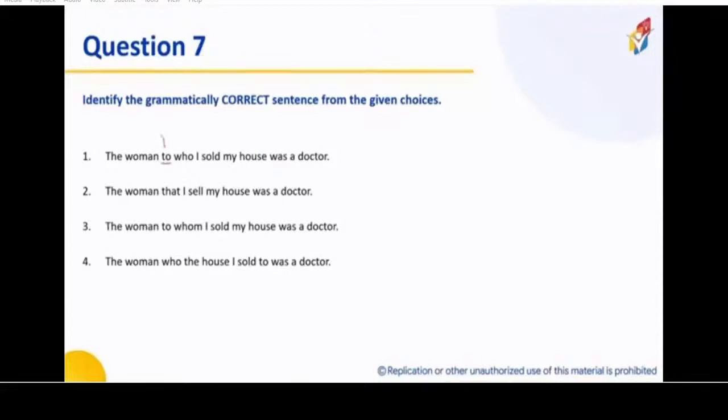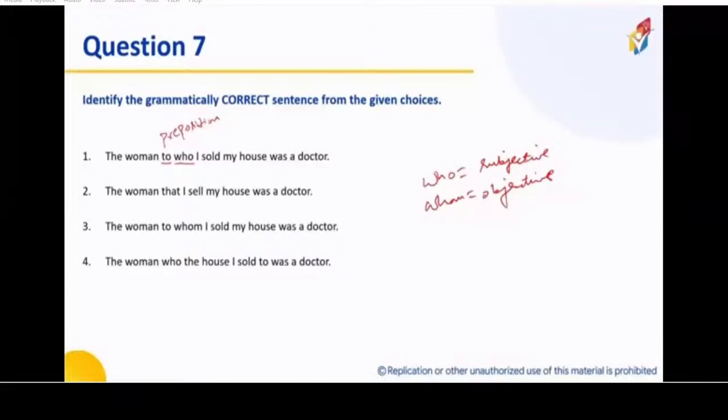To is a preposition. After a preposition, you usually have the objective case. So you do not say, he gave the pen to I, you say, he gave the pen to me. So after to, what you need is usually the objective case of the relative pronoun. Who is the subjective case. It acts as the subject. Whom is the objective case. And whose is the possessive or the genitive.